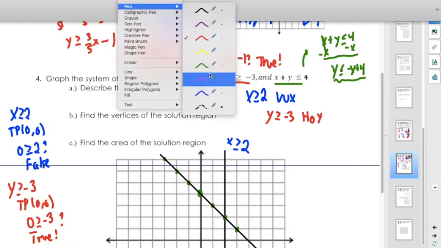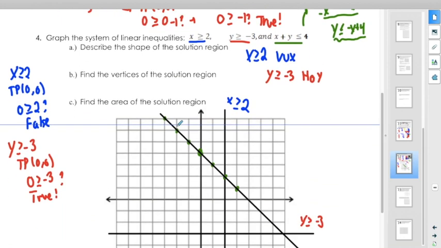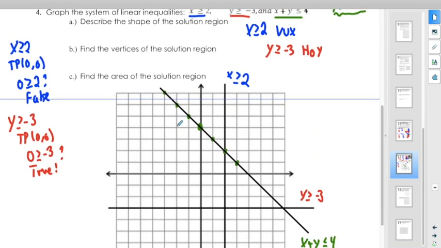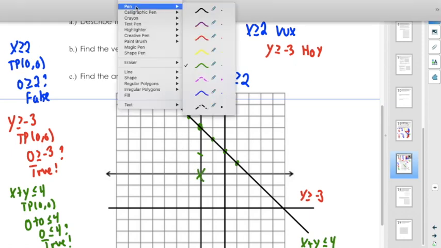And then the last one, which is x plus y is less than or equal to 4. Test point of 0, 0. So x plus y, 0 plus 0. So is 0 less than or equal to 4? Yes, it is. So I'm Xing my test point. And now we have everything we need to start shading.